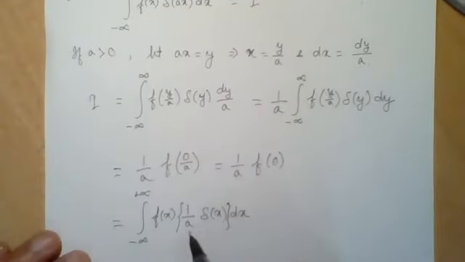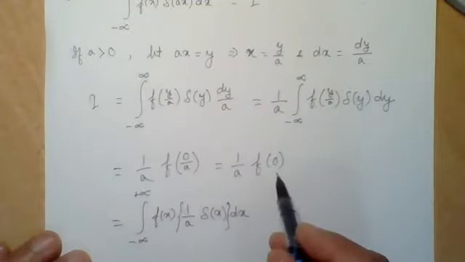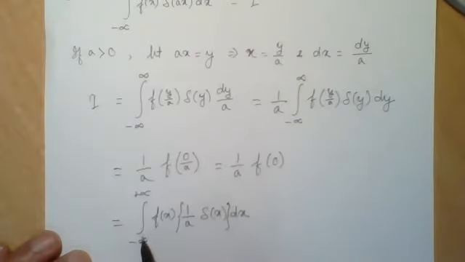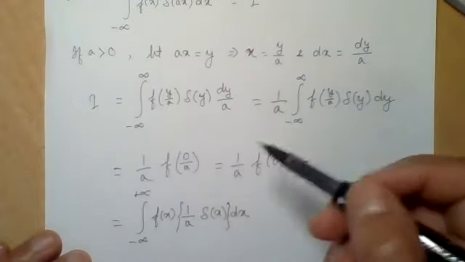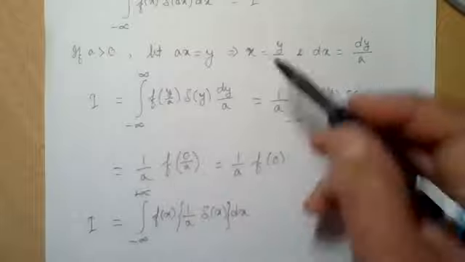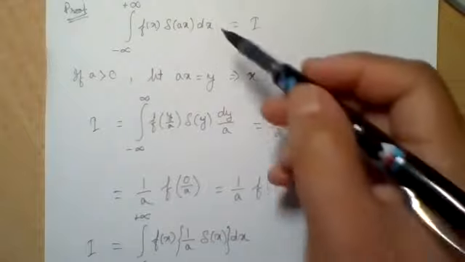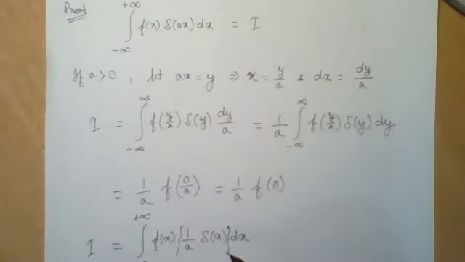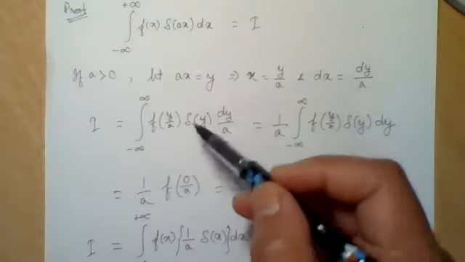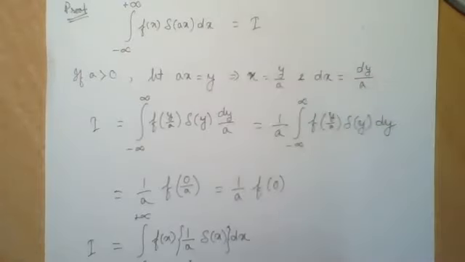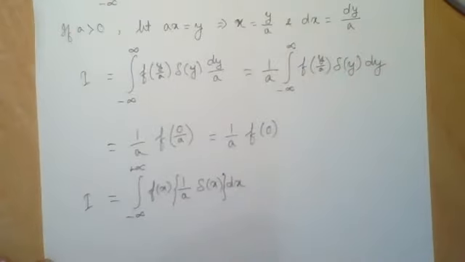This 1 by a, I can bring it inside, and f of 0, this f of x delta x dx, this is equal to f of 0. So I can write this as integration from minus infinity to plus infinity f of x 1 by a delta x dx. So this is equal to I. So when we compare this expression and this expression, what do we get? We get that delta ax is equal to 1 by a delta x. This is for positive a.